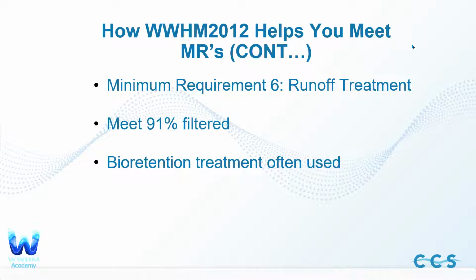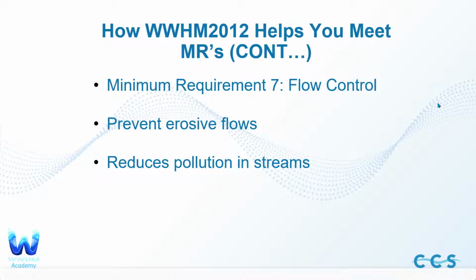We have other elements in the software that can also meet that 91% filter to keep the water clean and keep the water quality upkeep. But what most people are focused on is minimum requirement number 7, which is flow control. And this is really the important one because it's going to help prevent those erosive flows.